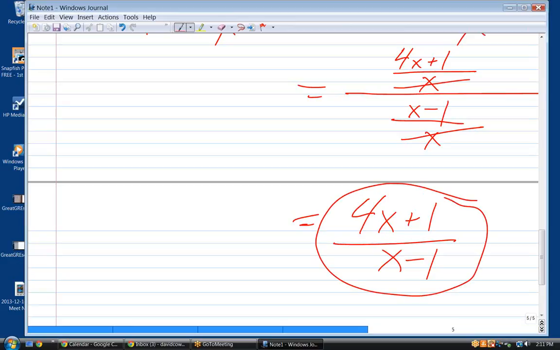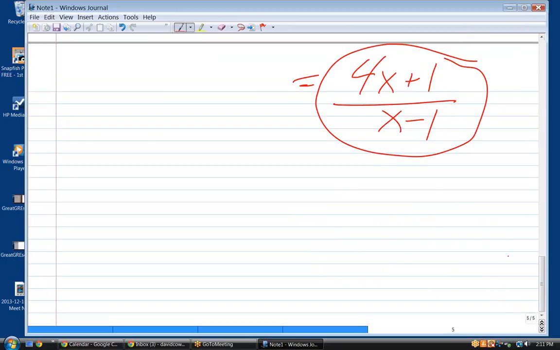And you would just leave it like that because you can't simplify it any further? Yes, I cannot simplify that at all. All right, that makes sense.